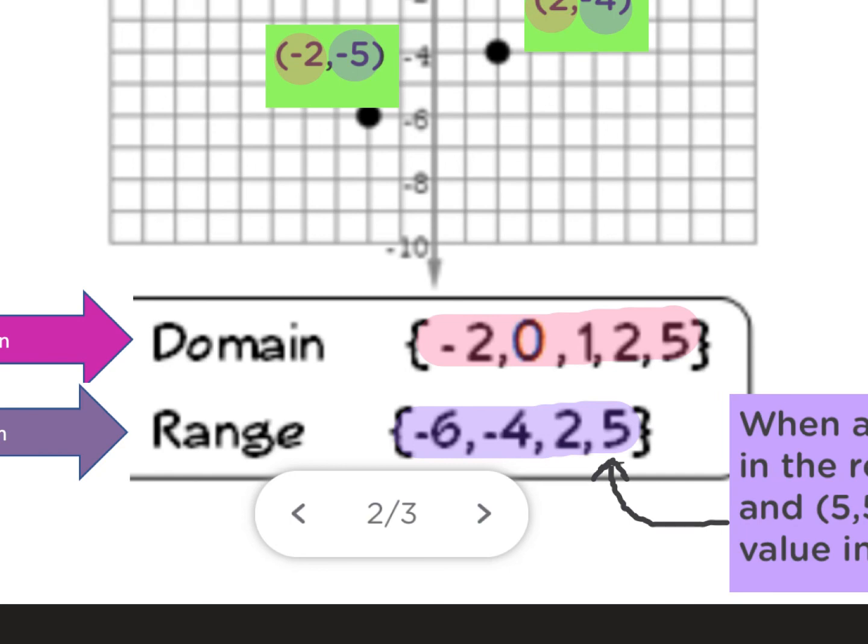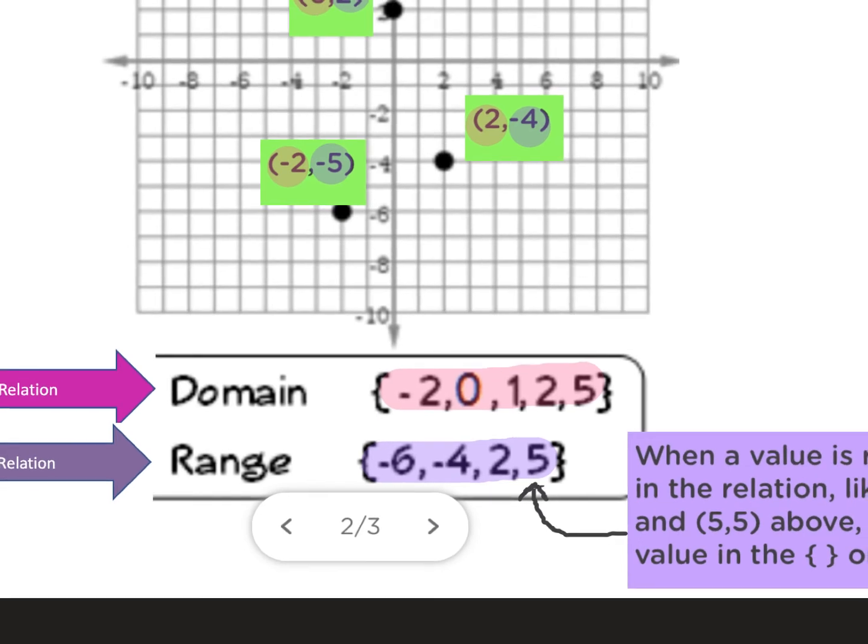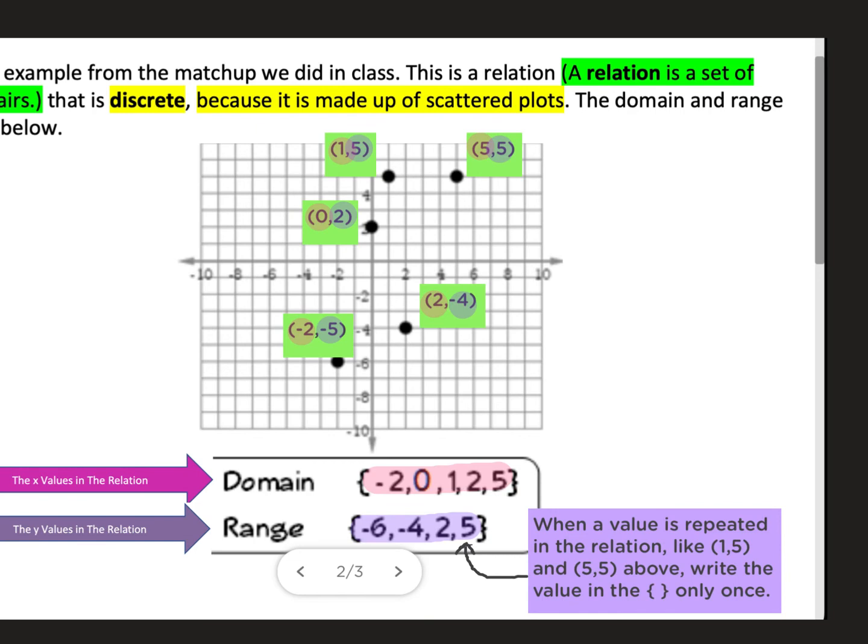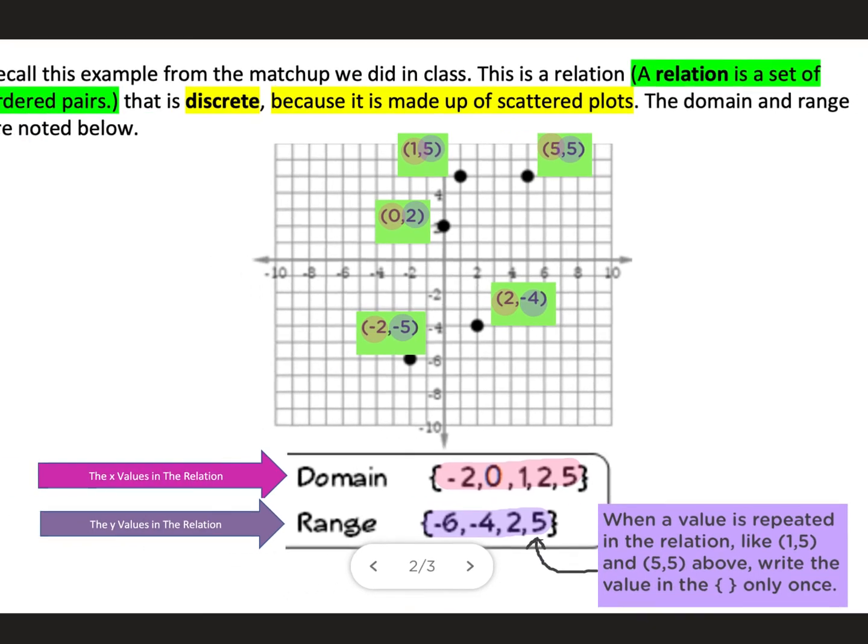So if you have a number that repeats in the domain or the range, either one, you don't write it twice down here, you only write it once. So that's why there are 5 coordinates graphed in the graph, but you only have 4 numbers listed in the range, because you're not going to write that 5 twice.